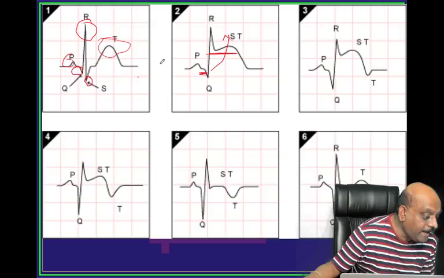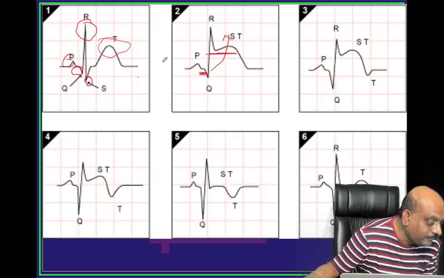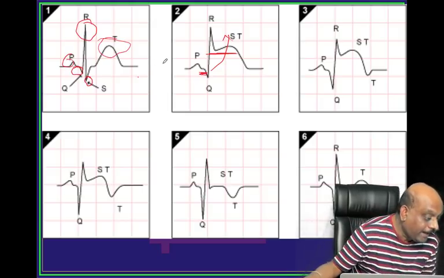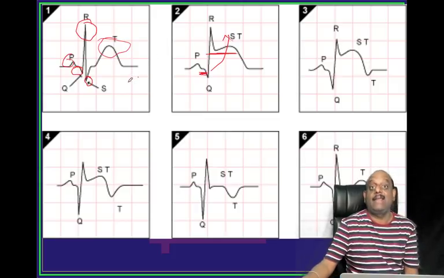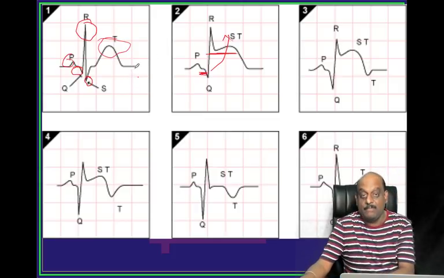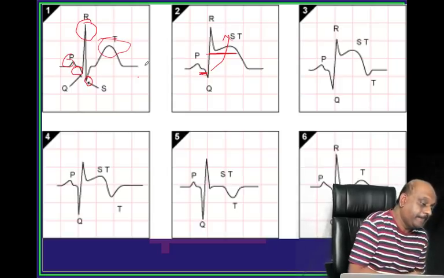Mohan Babu, hyperkalemia U wave. Excellent. Hyperkalemia tall tented T waves. Yes, absolutely. So now, one important point.